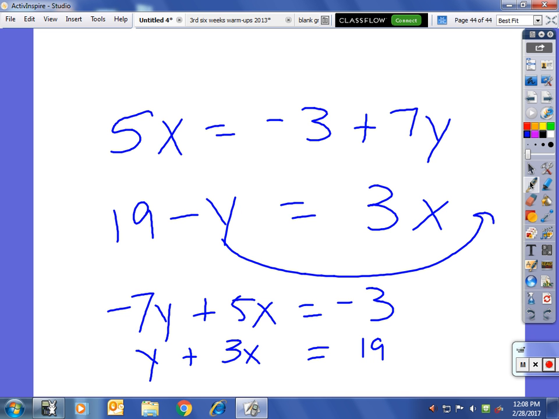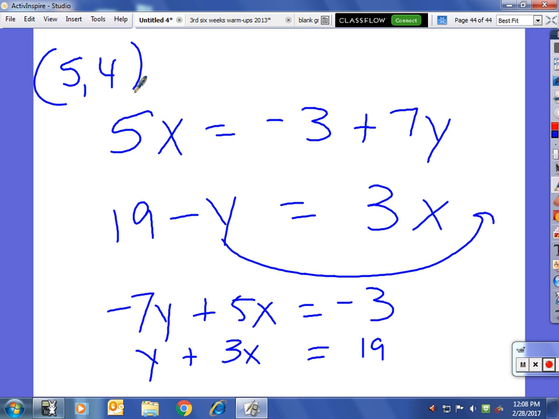What did y'all get? 5, 4 was the answer. So sometimes you just got to pick the method you like the most and just go with it. Did anybody not get 5, 4? Because no matter which way we do it, we should always get the same answer. It is 5, 4.